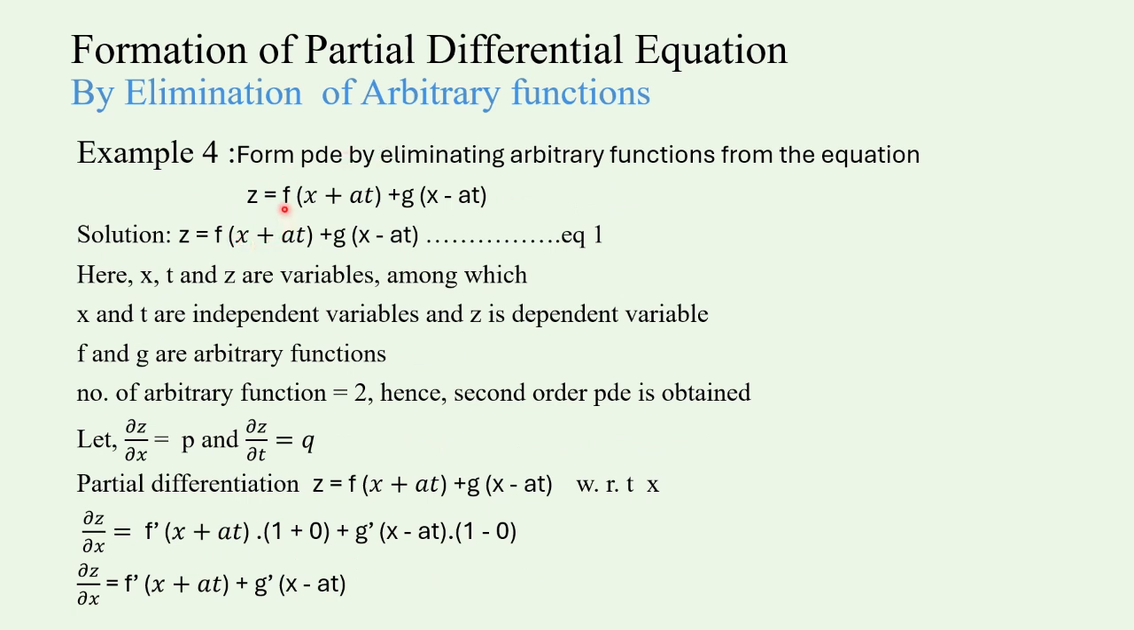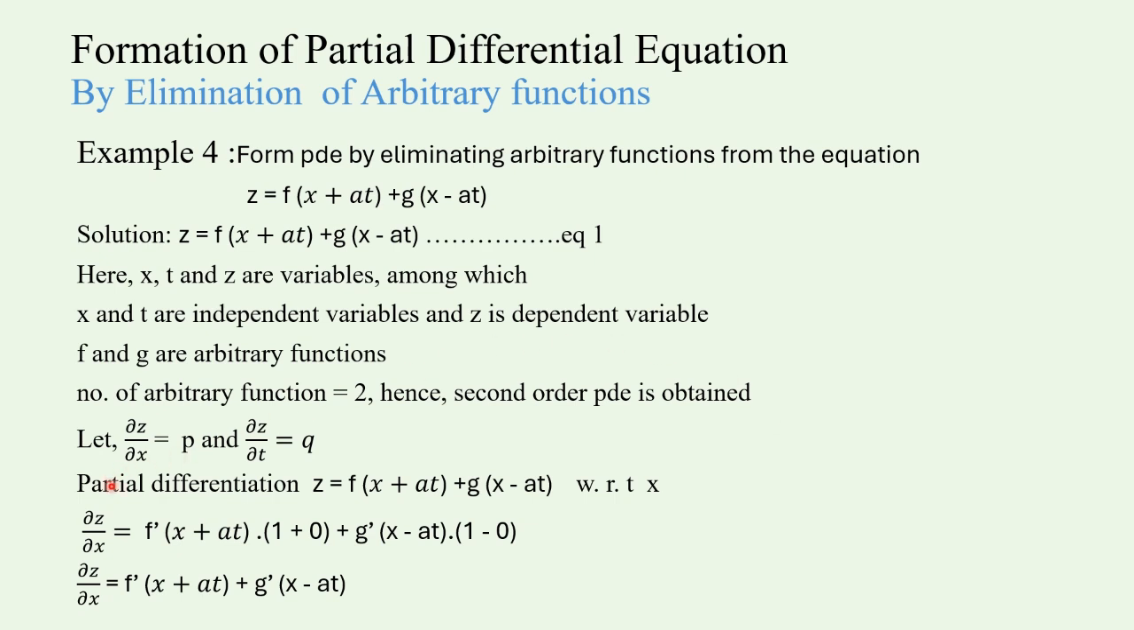In this example, f and g are two arbitrary functions. Here x, t and z are variables, where x and t are independent variables and z is the dependent variable. So the number of arbitrary functions is 2, hence we will get a second order partial differential equation.